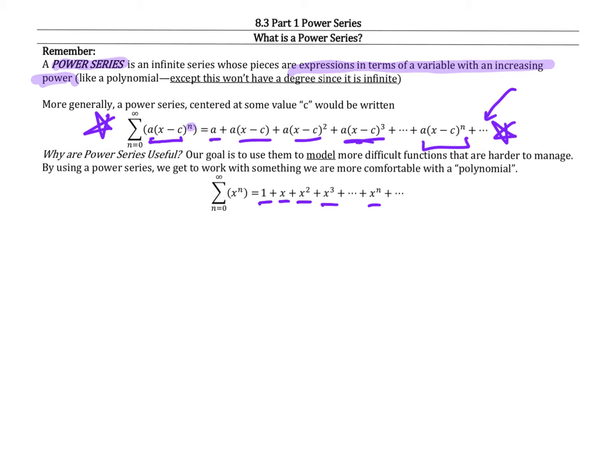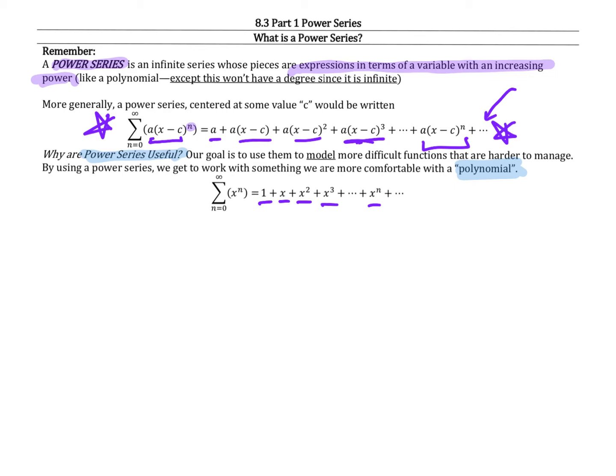So why is a power series useful? We talked about finding the interval of convergence in the last video, but why is a power series something that could help us? The idea here is if we had a function that was maybe hard to work with, but we needed to use that function to approximate something, to estimate something, to model something, it might be more comfortable if we could rewrite that function as something that looks an awful lot like a polynomial, but still analyze the behavior as we go to infinity. So a power series is a helpful tool that allows us to work with something that we are more comfortable with, a polynomial.